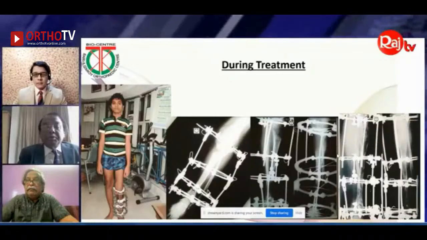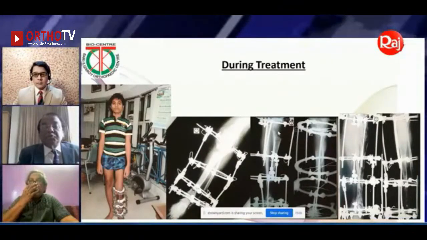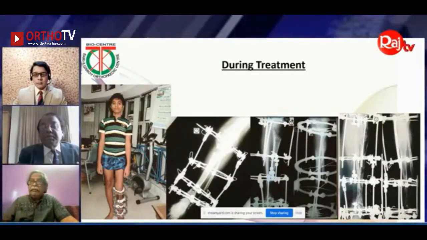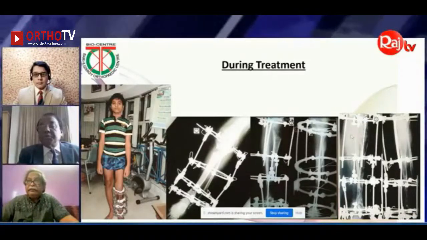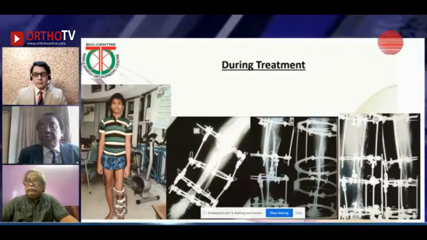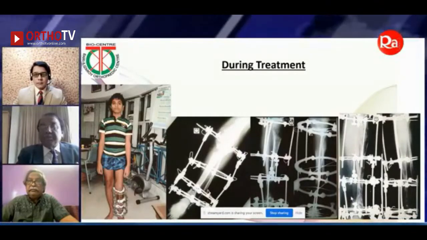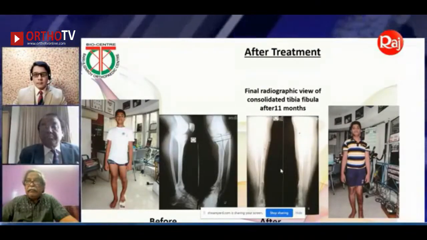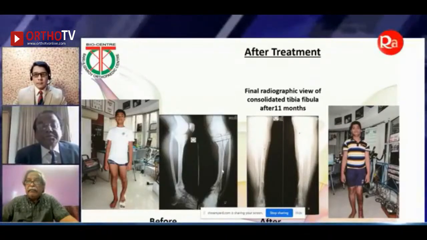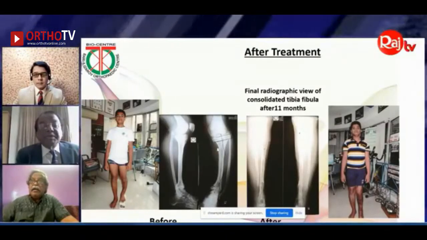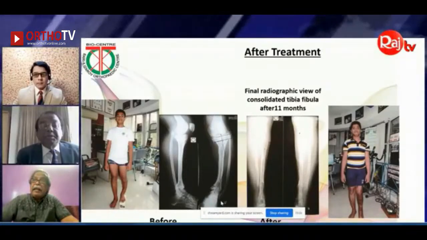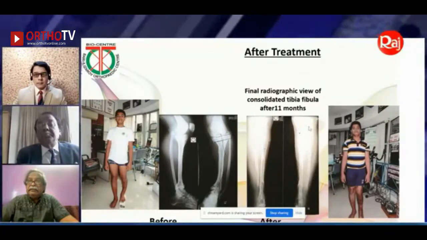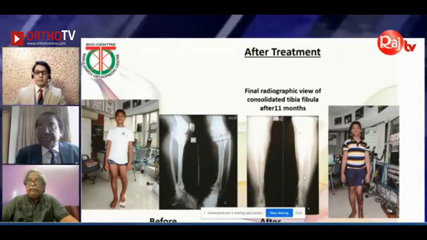So we decided to go for this osteotomy and gradual correction by applying 4 Ilizarov rings, and good regenerated bone is going on. You can see here in the proximal and in the distal part. So this is before, this is after 11 months. You can see both devices here and here, the proximal tibia and the distal tibia. Now your axis is okay, and good regenerated bone is seen here.